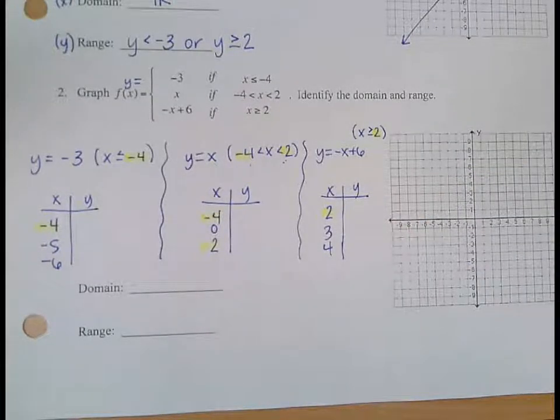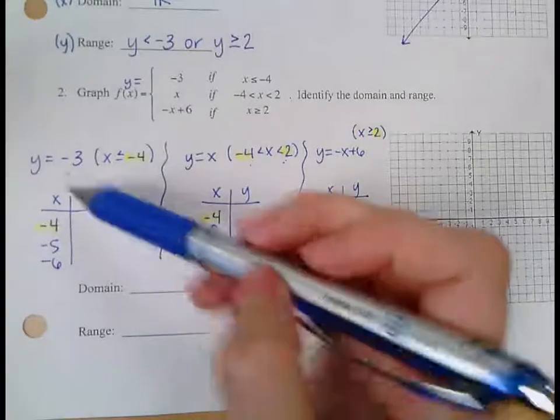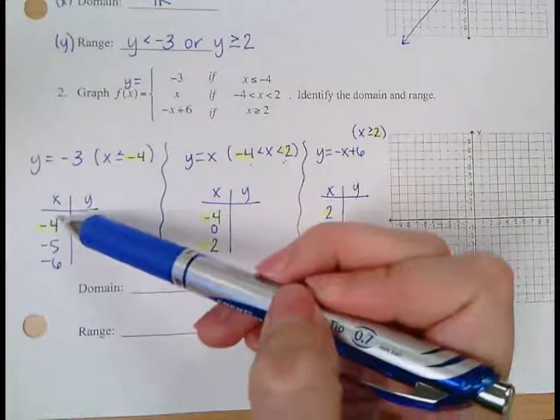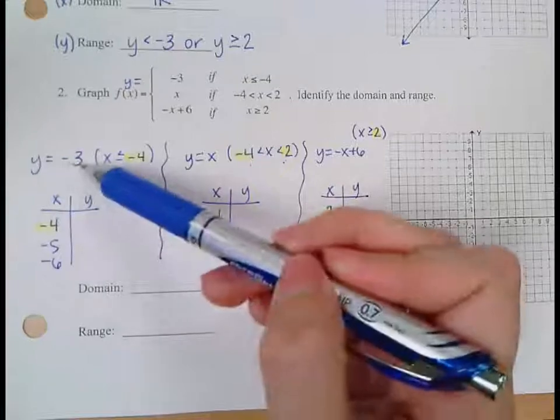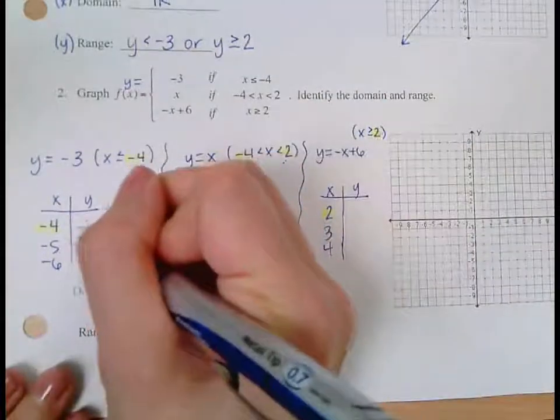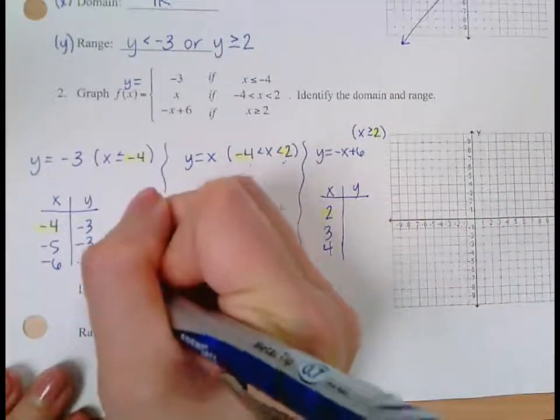And then we'll find our y values. So in the first table, I have nowhere to plug in x. This just says my y value is always -3. So all of these y values are -3.